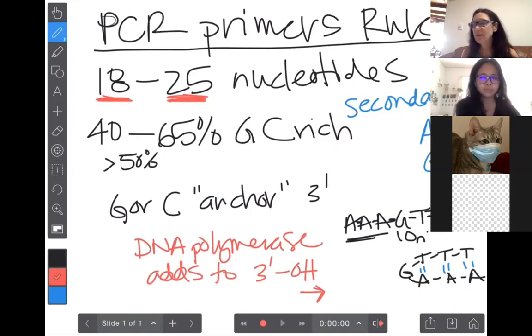Regardless of all that, the 3' end is the end right there. That's where polymerase is going to grab and start adding more nucleotides to amplify your DNA, to do PCR, polymerase chain reaction.